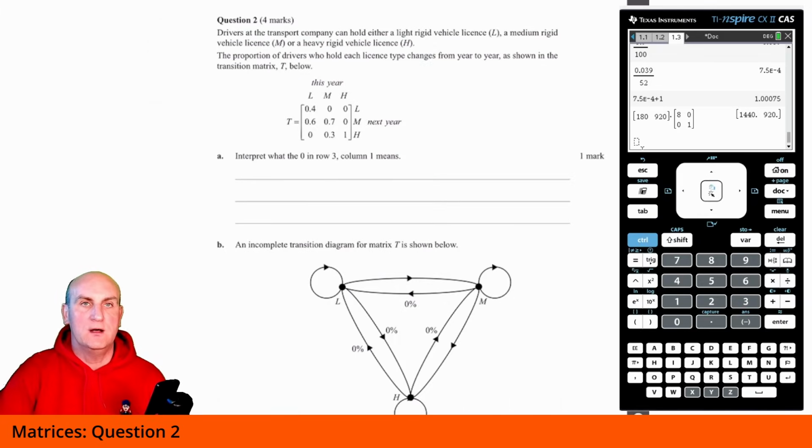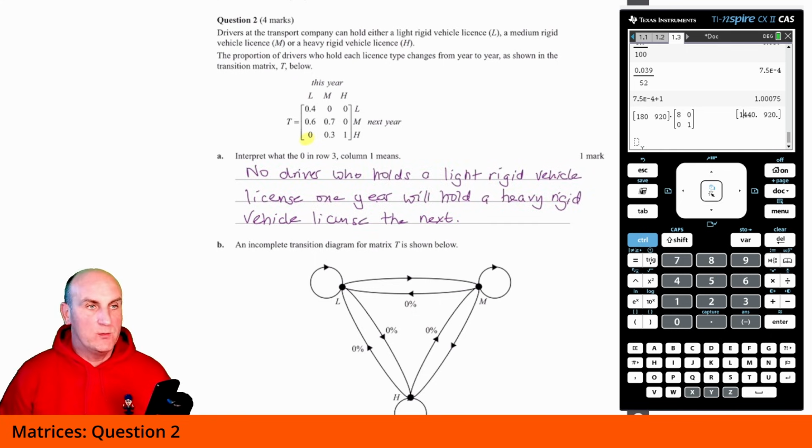Tricky, VCAA. Drivers at the transport company can hold either a light rigid vehicle license, a medium rigid vehicle license, or a heavy rigid vehicle license. The proportion of drivers who hold each license type changes from year to year as shown in the transition matrix T below. Right, interpret what the 0 in row 3, column 1 means. Yep, that means that nobody who has a light rigid vehicle license 1 year has a heavy rigid vehicle license the next. Well, that was a long sentence for 1 mark, but there we go.